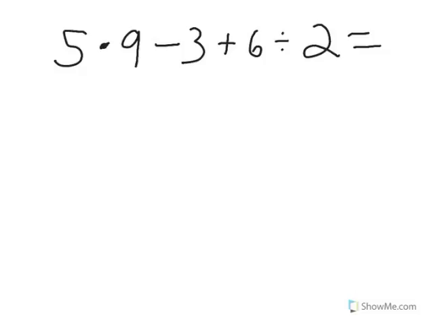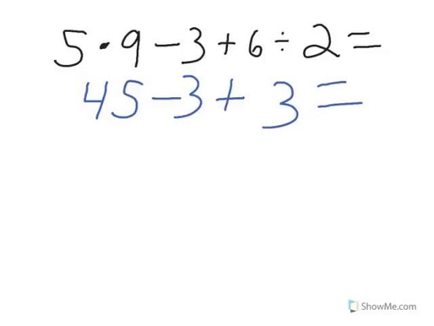This problem's a little bit harder. We have 5 times 9 minus 3 plus 6 divided by 2. Again, start with GEMDAS. Any grouping symbols? Nope. Move on to exponents. No exponents. Now we're going to move on to multiplication and division from left to right. We do have some of that now. 5 times 9 is 45. And 6 divided by 2 is going to be 3. But we need to continue to keep this other stuff in here. 45 minus 3 plus 3 equals.